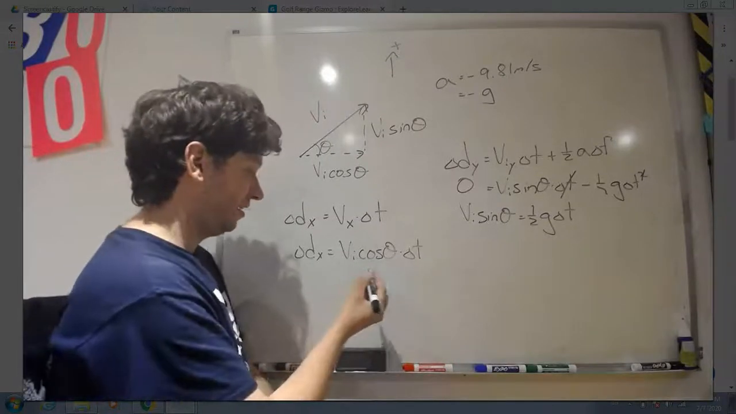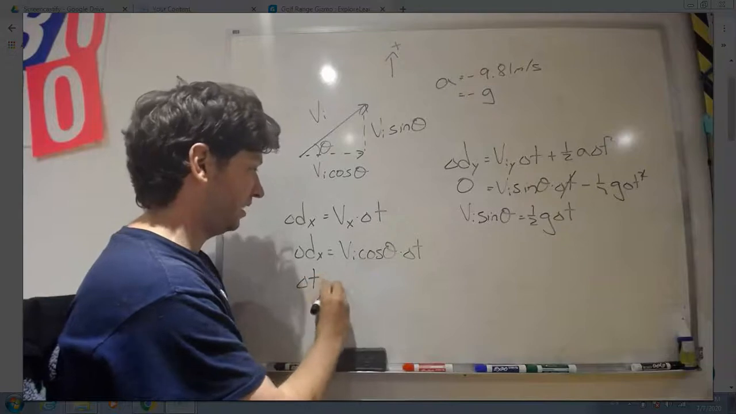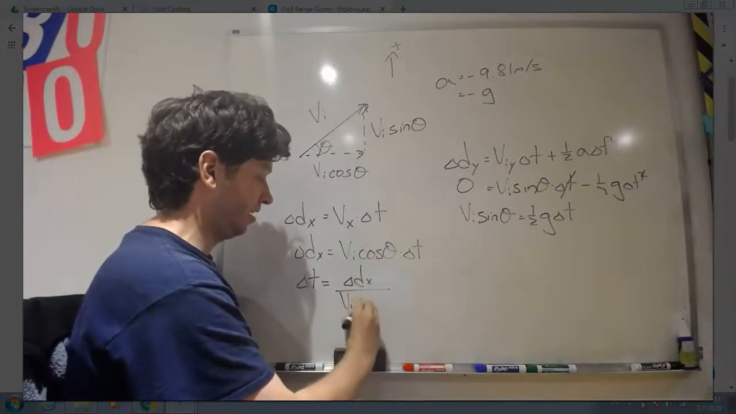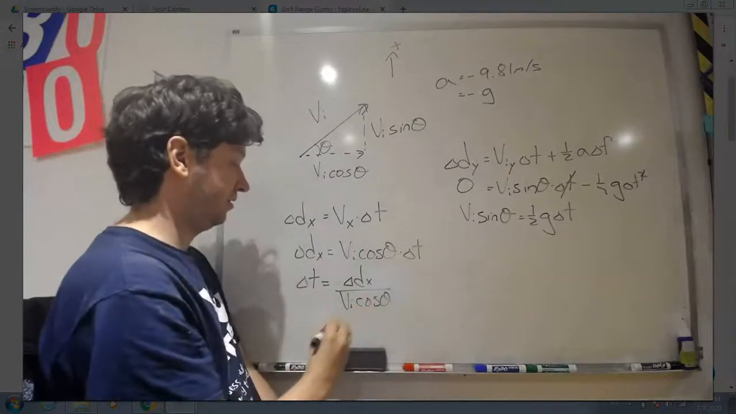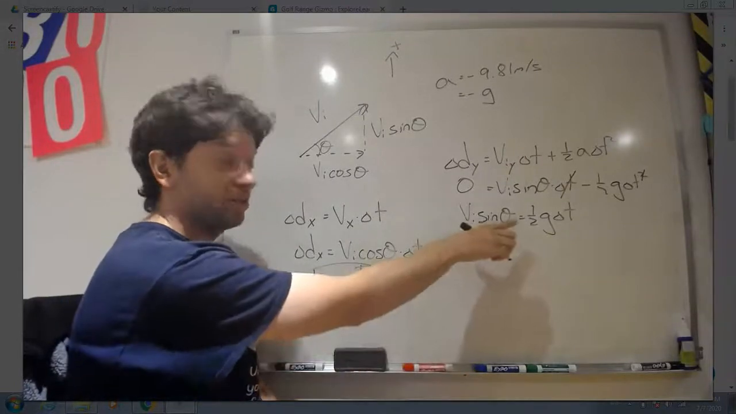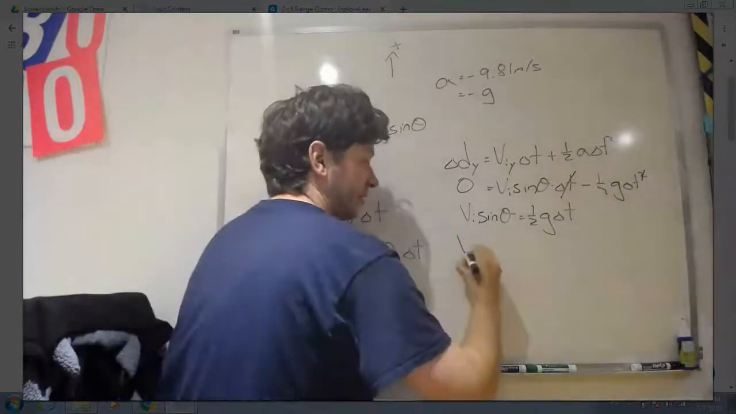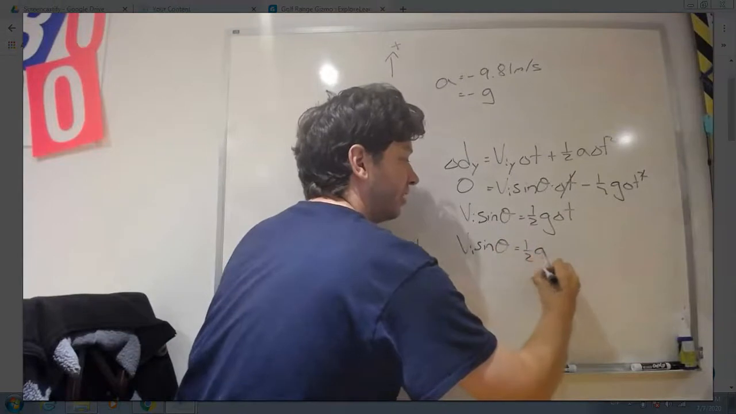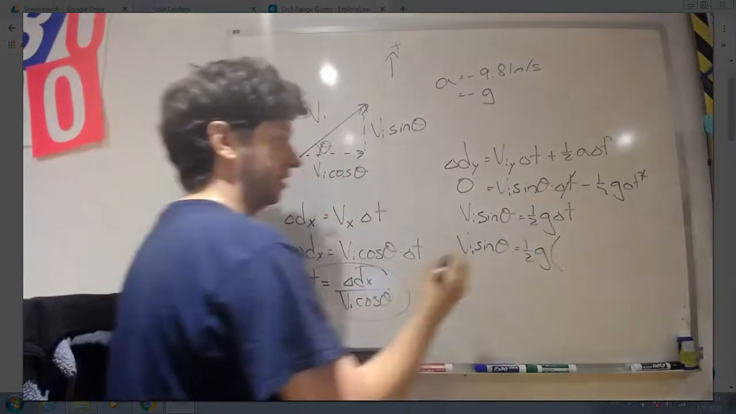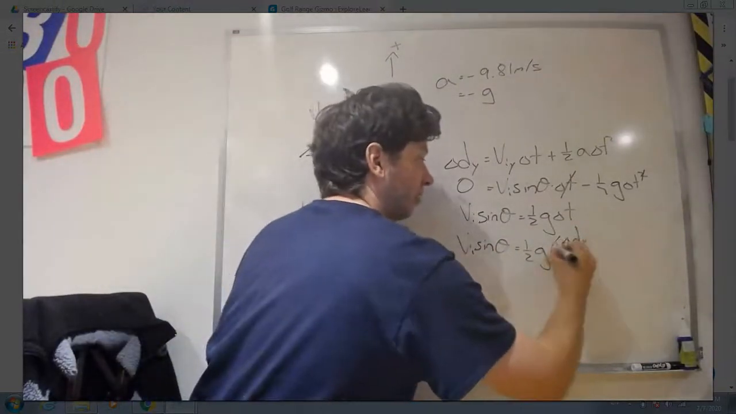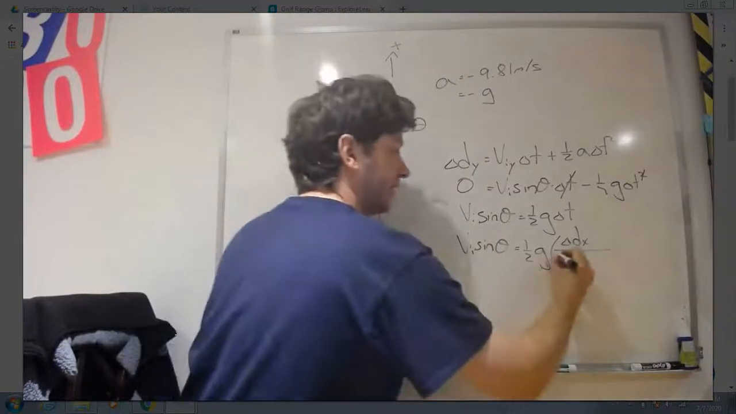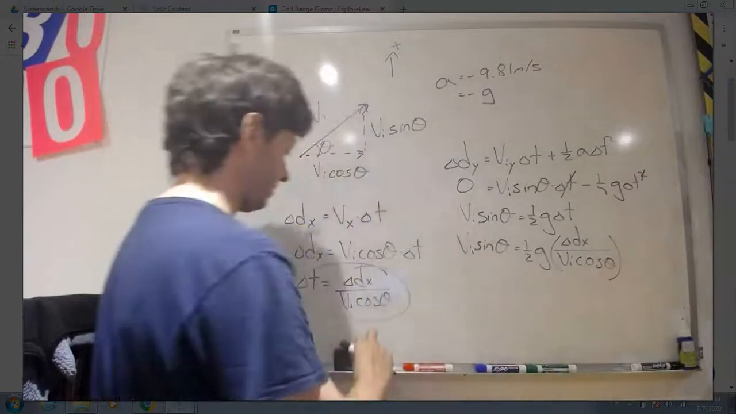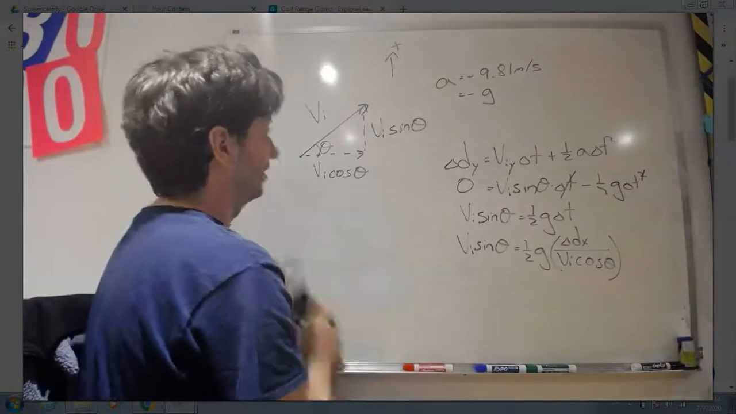So let's try that. Here, if I solve for delta t, we get delta dx over Vi cos theta. So let's take that and substitute it in for time over here. So here we have Vi sine theta equals 1/2 g all times delta dx divided by Vi cos theta. Okay, it's running out of room here, so I'm just going to erase this.